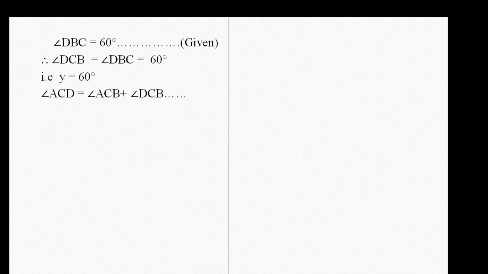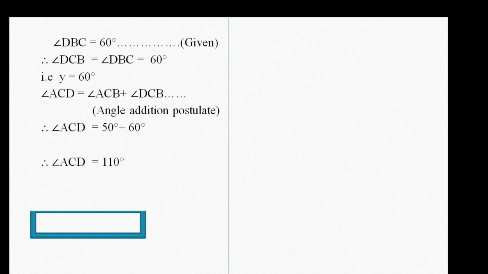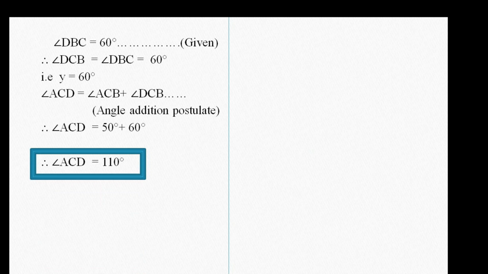Therefore, angle ACD is equal to ACB plus DCB by angle addition property. Substitute the values. ACB is 50 degree, DCB is 60 degree. Again we are getting, therefore, angle ACD is 110 degree. So here we are getting all the four values. Measure of angle ACD is 110 degree. ABD is also 110 degree. X is 50 degree and Y is 60 degree.